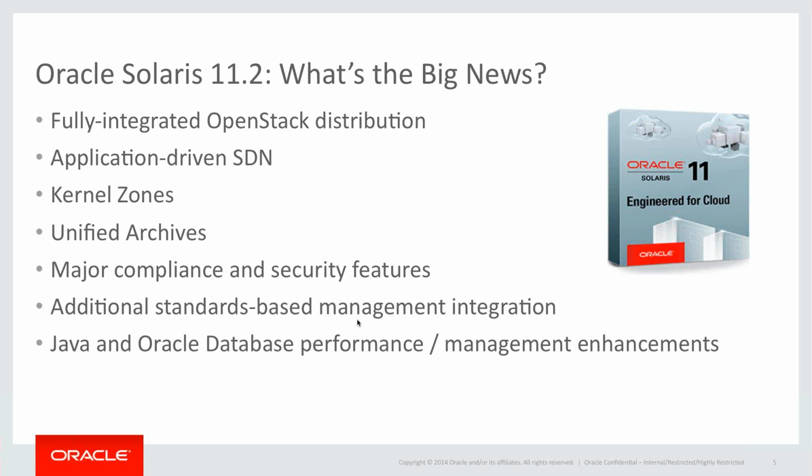But what are the big pieces of news? Well, probably the thing that's caught most people's eye is Oracle Solaris 11.2 is a fully integrated enterprise OpenStack distribution. That means that we play well with any place that you'd be plugging in OpenStack. You'd be interoperating with OpenStack distributions. Anything that you want to do in the areas of provisioning and management using OpenStack, Oracle Solaris is ready to go out of the box. And we'll talk a little bit more about that before we're done.